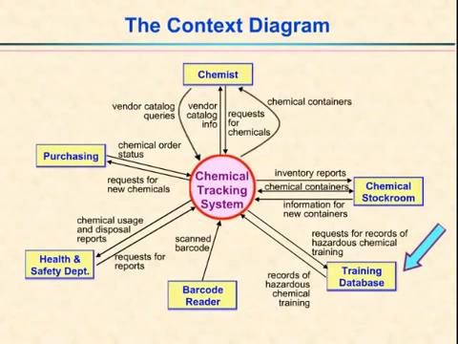What just happened to the scope of this woman's project? It got larger, didn't it? Initially, she thought the training database was going to be someone else's responsibility and she would just interface to it. Now she knows the training database is going to be part of the chemical tracking system that she's responsible for. This is a scope increase. So this diagram is a way to help the project stakeholders understand the critical scope boundary between what's inside the system and what lies outside.